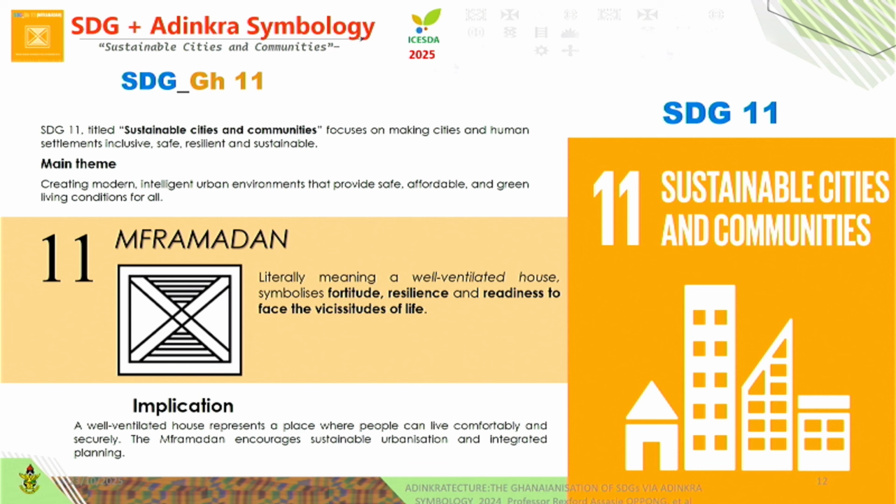Another important SDG for this conference is SDG 11, which focuses on sustainable cities and communities. And we chose the Adinkra symbol Fram Adan, which usually means a well-ventilated house. And this symbolizes fortitude, resilience, readiness to face life in its full form. And its implication is that if you have a sustainable building, even from your house, using natural lighting and ventilation, you are able to live in a more sustainable world, all the way to the large-scale aspects of it.